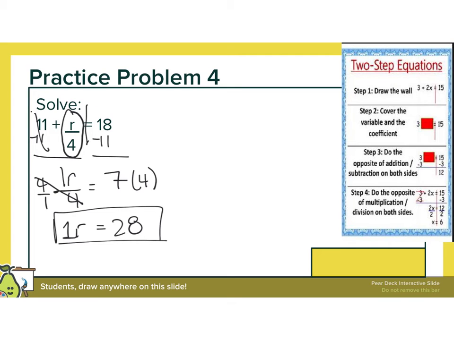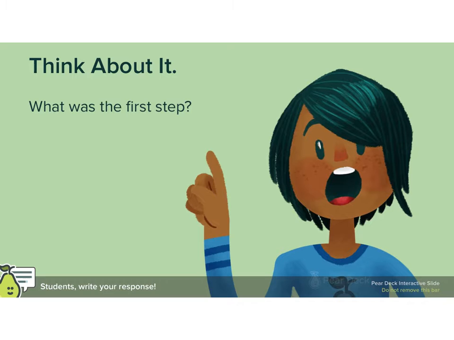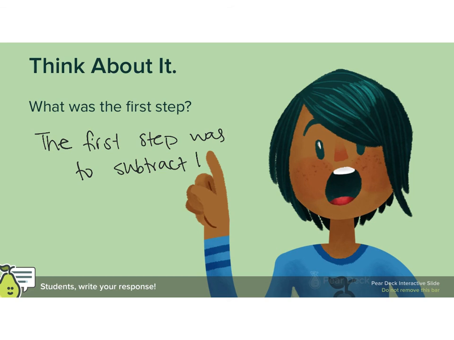First step, we subtracted 11. We'll put that on the next slide. The first step was to subtract, I think it was 11. I forgot the number. Put the right number.